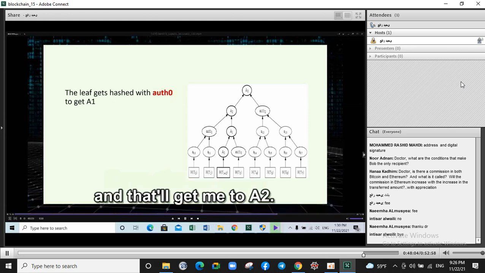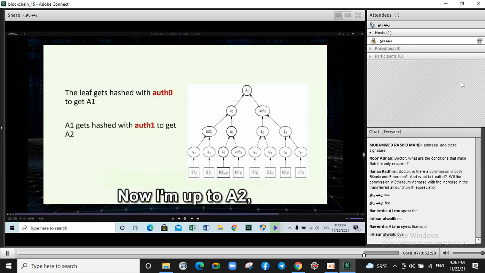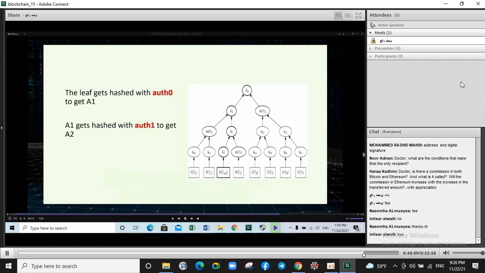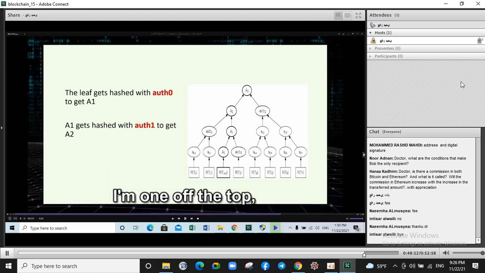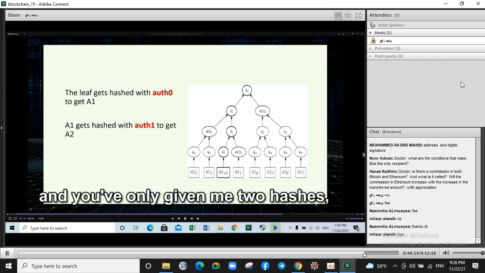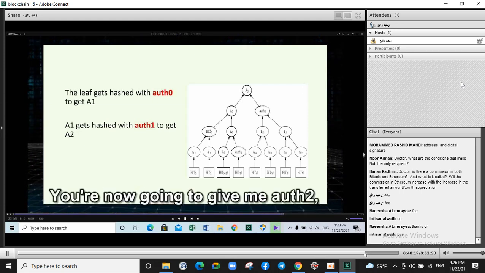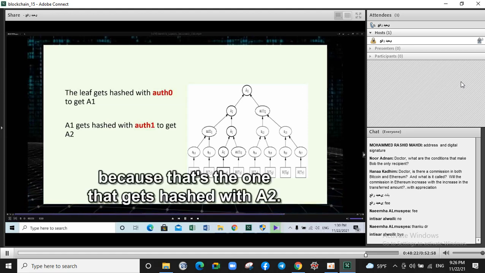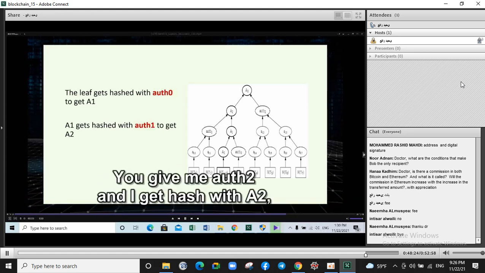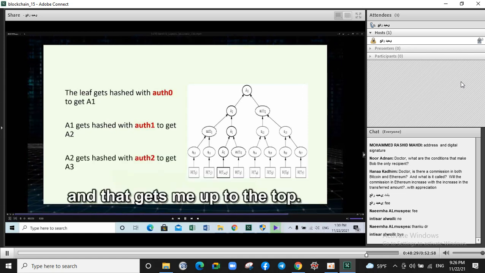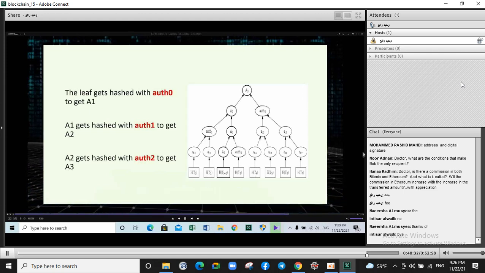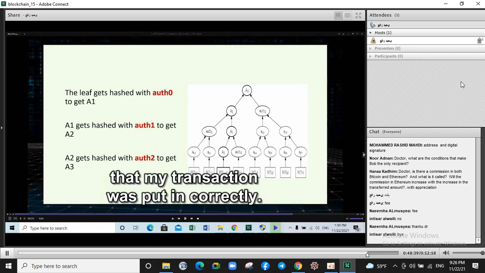So now I'm up to A2, and I'm almost done. I'm one off the top, and you've only given me 2 hashes, auth 0 and auth 1. And you're now going to give me auth 2, because that's the one that gets hashed with A2. So you give me auth 2, it gets hashed with A2, and that gets me up to the top. So I can now check that what I've got there is the top. If what I've got there is the hash at the top, then I know that my transaction was put in correctly. Got that?